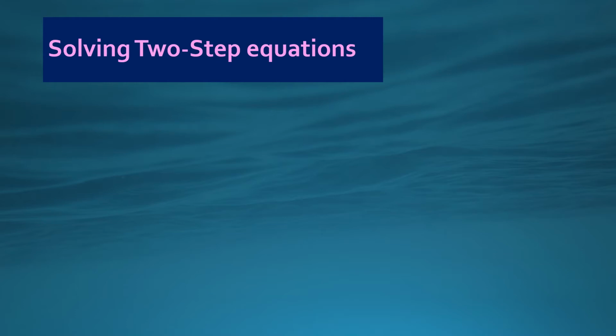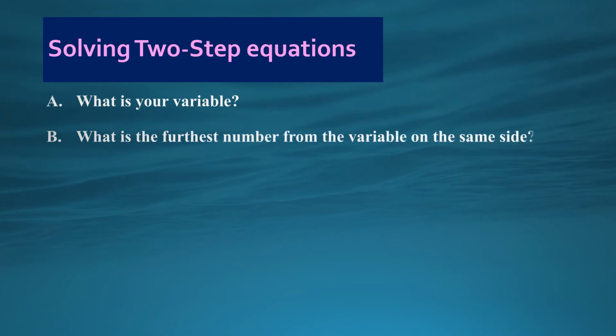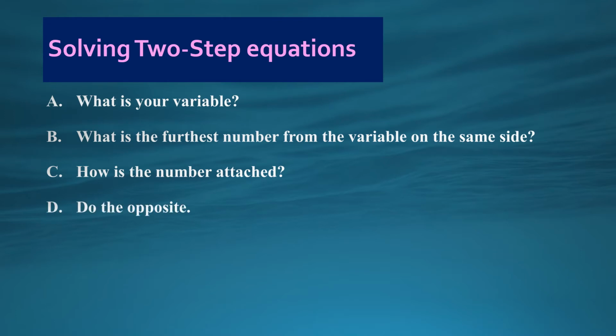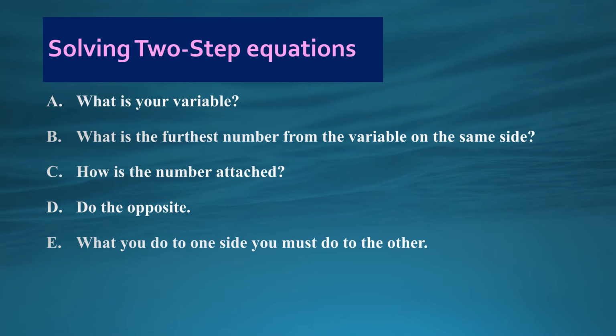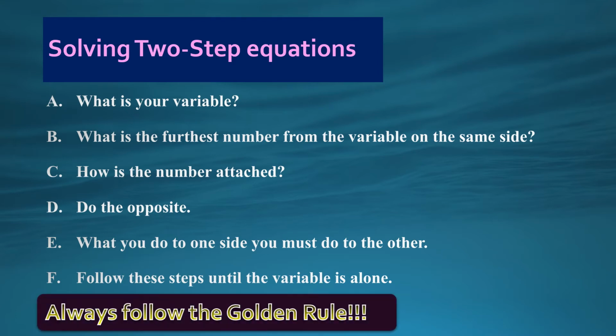Now, solving two-step equations. First, you have to know what is your variable and what is the furthest number from the variable on the same side. How is the number attached? And do the opposite. And remember, what you do to one side, you must do to the other. And also you have to follow these steps until the variable is alone. Always follow the golden rule.